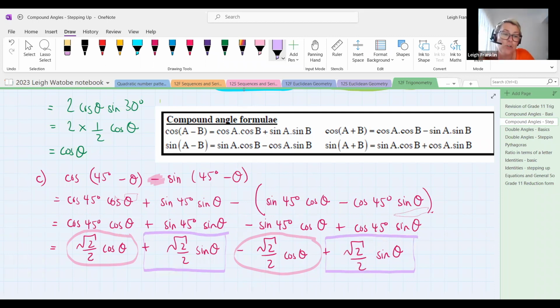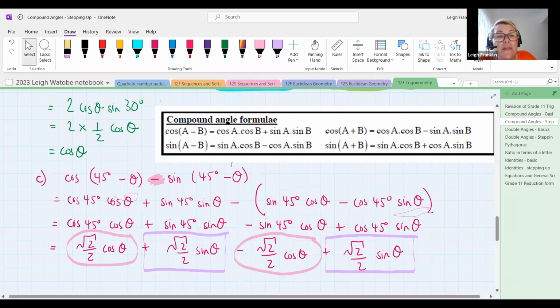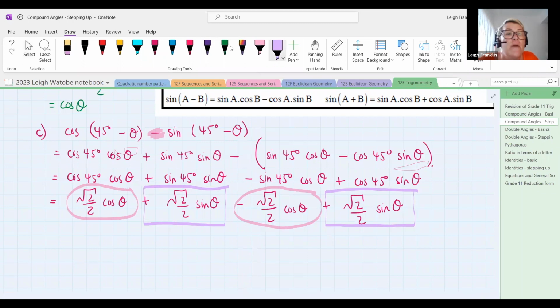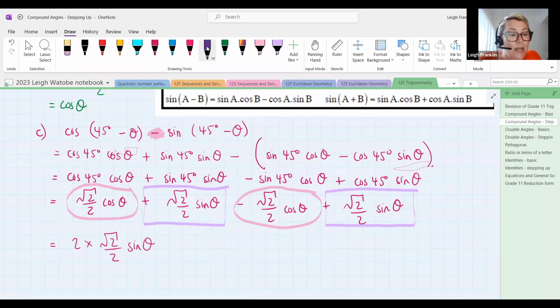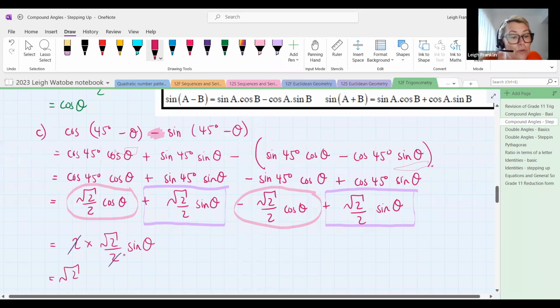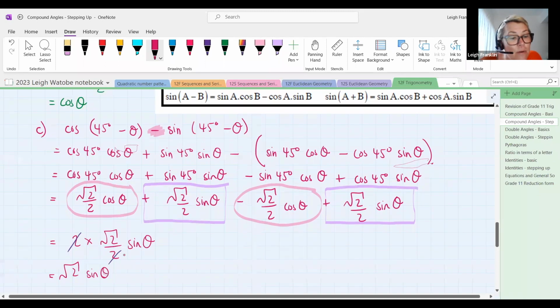If I've got root 2 over 2 sine theta plus root 2 over 2 sine theta, it means I've got 2 of root 2 over 2 sine theta. Then I can simplify from there. Combining my like terms, the ones that don't add up to 0, I've got 2 of root 2 over 2 sine theta. And similarly to that previous example, when we say 2 divided by 2, that's simply going to leave us with root 2 sine theta, like so.